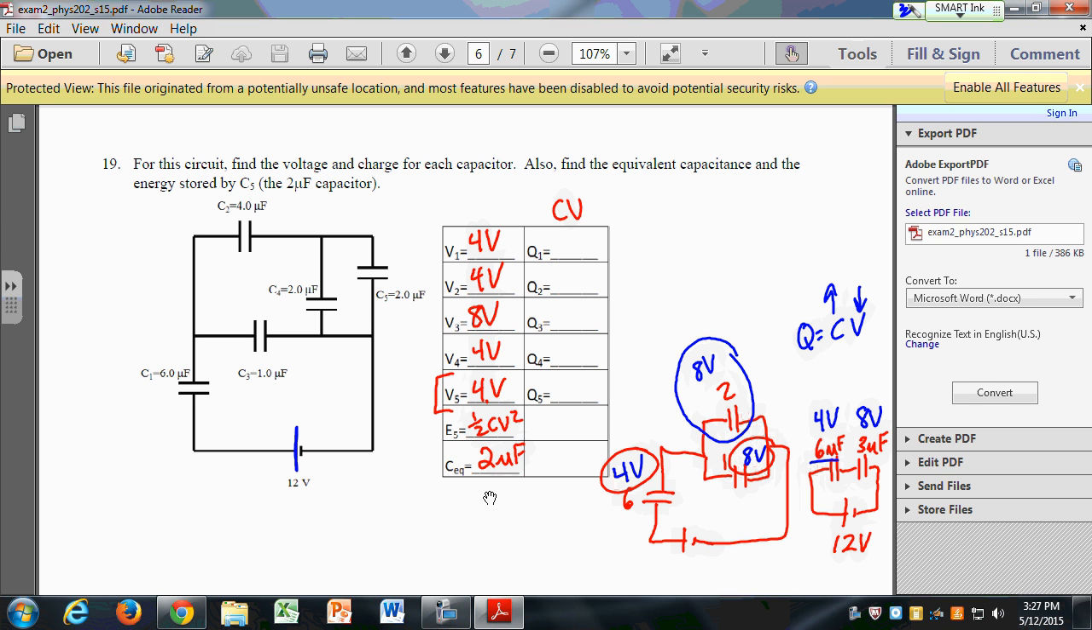So you want to start on the big side of the battery, the positive side, go through the circuit, and look for these junctions. Whenever you see a junction, it splits into parallel branches. How many splits you have, that's how many branches you have. So we would be looking at this 12-volt battery, 6 microfarad. We come to a junction, it splits into 2 because I have 2 branches here. Taking the top branch, it goes to that 4 microfarad, and then it comes to another branch.